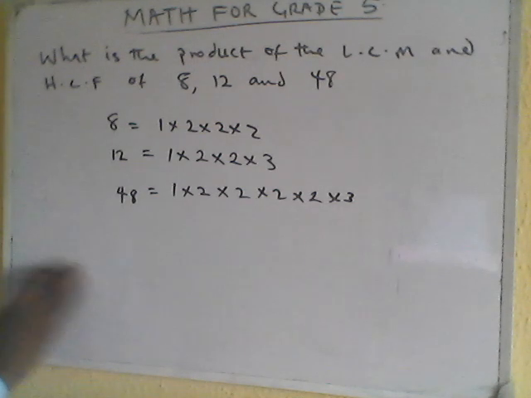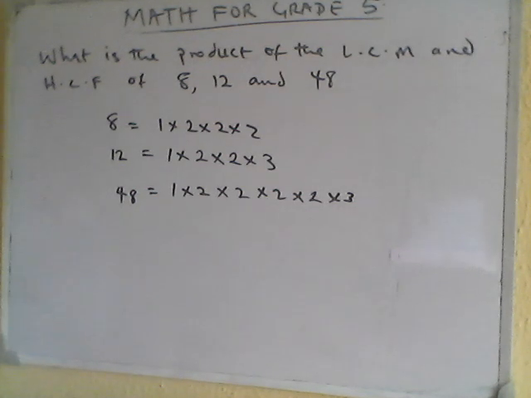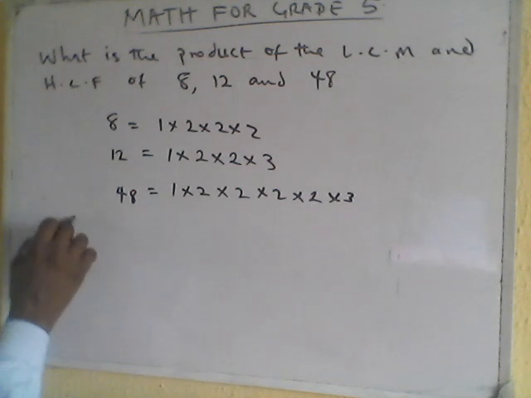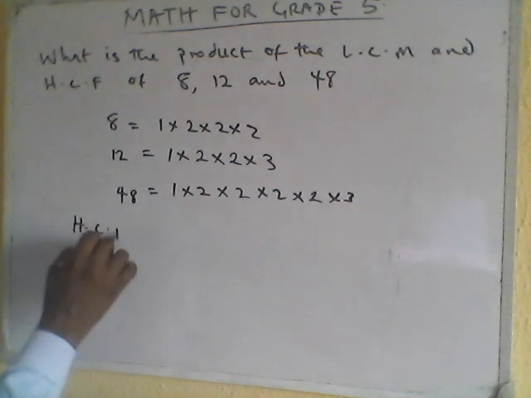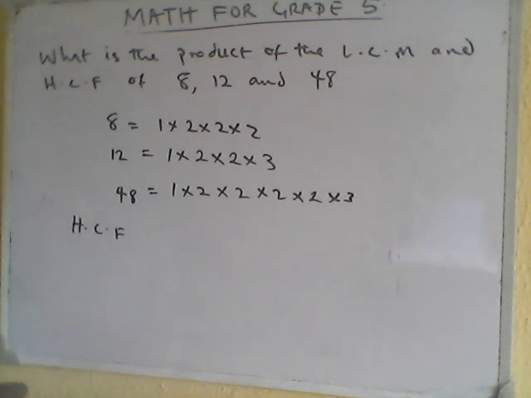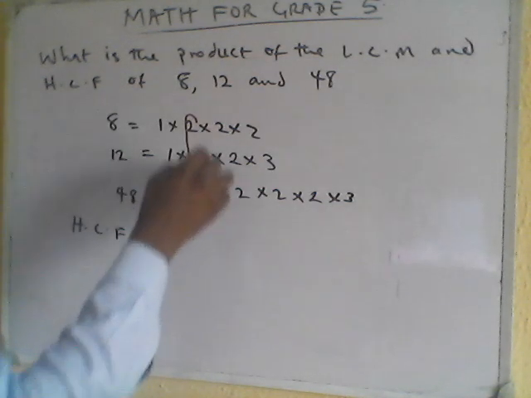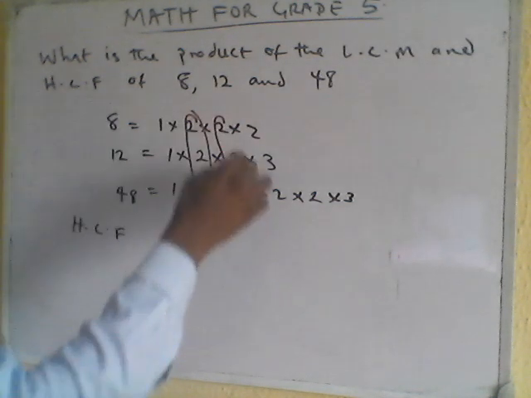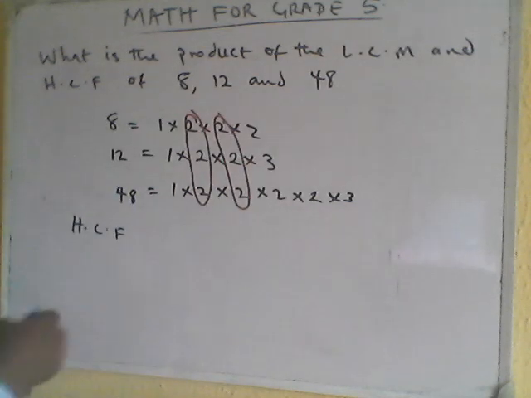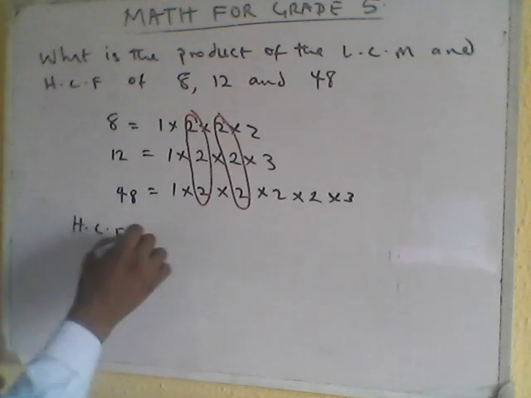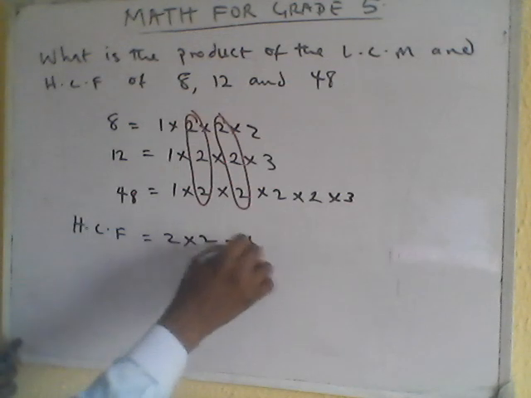So this is it. For the LCM or the HCF, first of all, the HCF is gotten by only classifying the common factors. So I'll classify this common factor, this one and this one. Nothing again is common here. So HCF is 2 times 2, which is equal to 4, right?